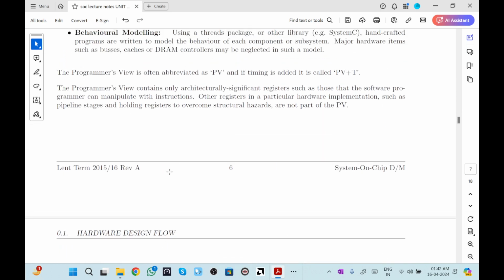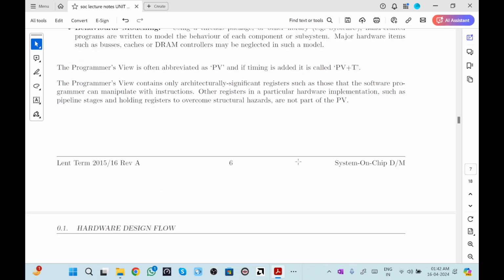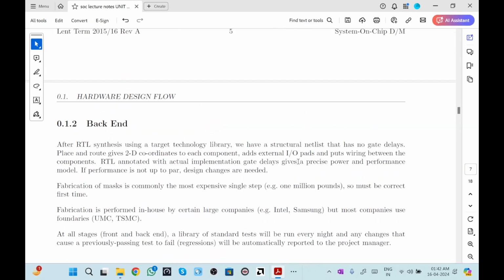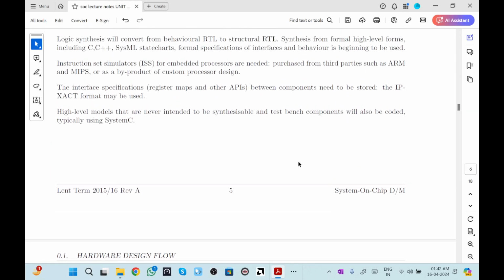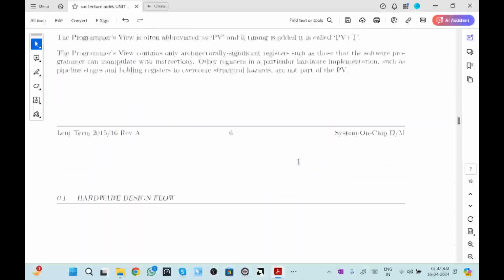Then we have logic gates, which is the digital part in which we check the truth table. This is the logical symbol, this is the schematic diagram, this is the waveform signal. So this is how we are going to take this. Now there are two things, back end and front end.